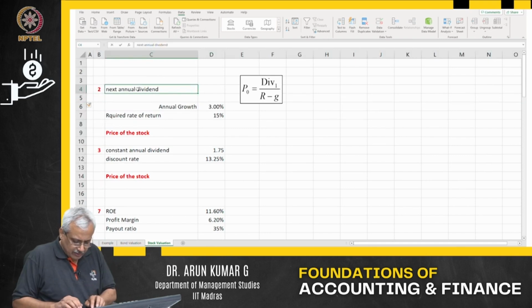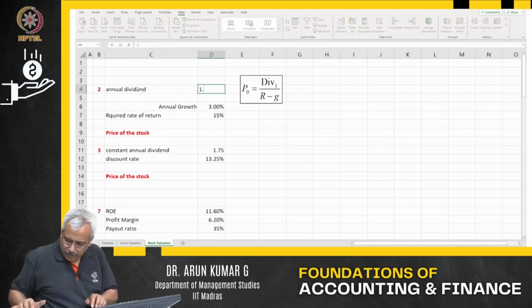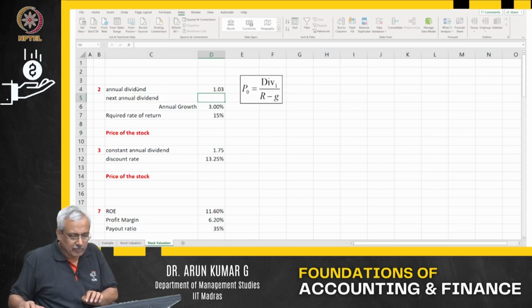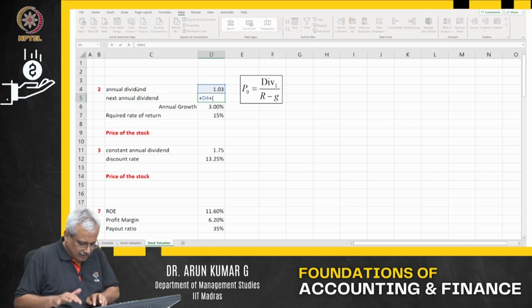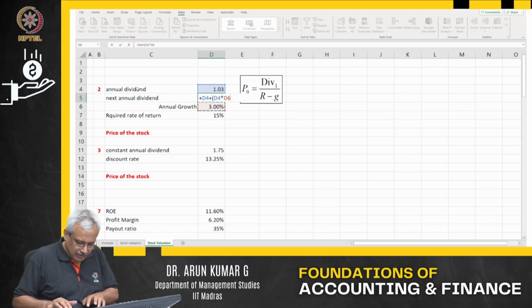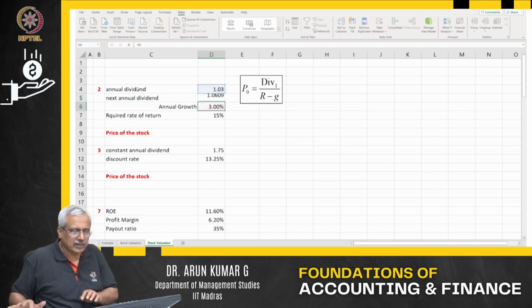My annual dividend is 1.03. My next annual dividend is going to be this plus this, multiplied by the 3% growth. That is what it's going to be in this particular case.